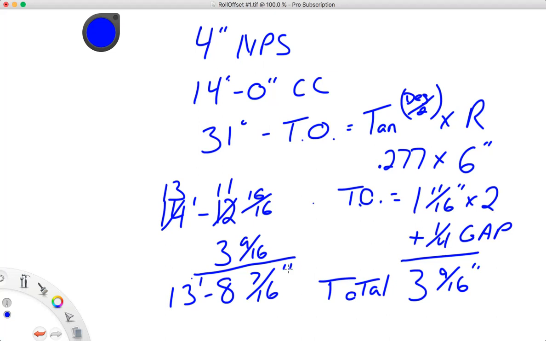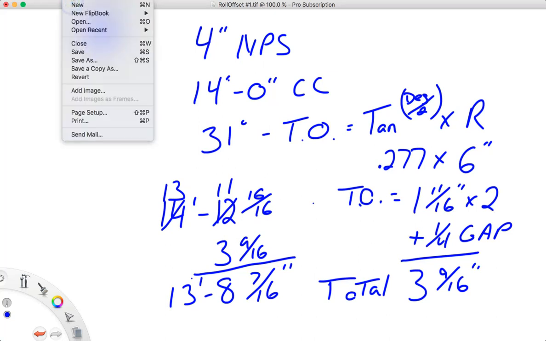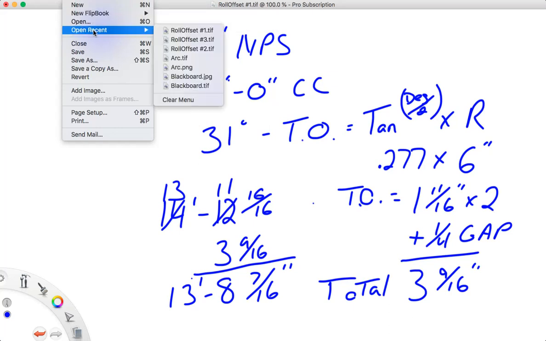So we've solved our angle, our takeoff, our center to center, and our end to end measurement, the longhand method. I'm going to show you real quick how to do that with the calculator. I'm going to bring up that drawing real quick, and I'll show you the other way. If you have these written down, you can compare them to what we're going to get on the calculator doing it that way.